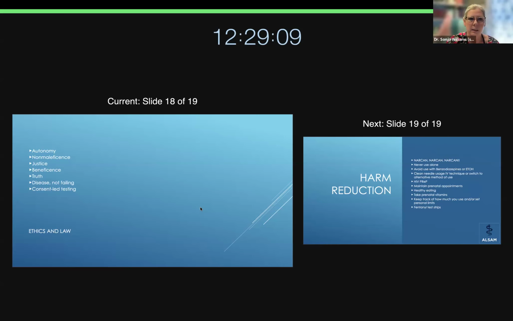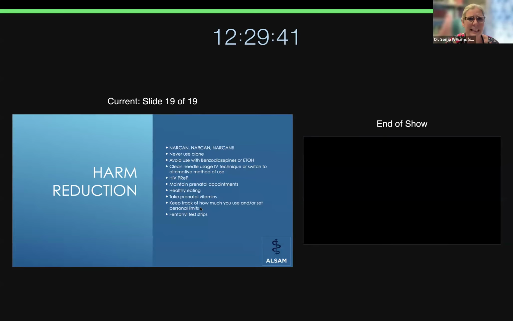So let's see, harm reduction. This slide just kind of goes through the things that we teach people about harm reduction. It's really important that if people are not getting treatment, we make sure we send them home with a Narcan prescription. Anytime we write an opioid prescription of any kind, we should be sending them home with Narcan.